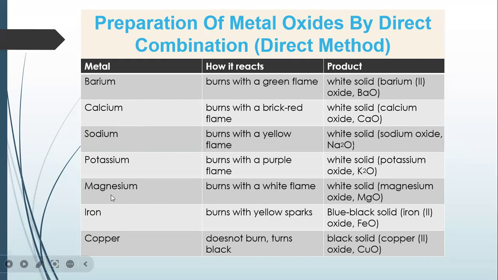Then there's magnesium that burns with a white flame, and the product is a white solid, magnesium oxide. Then there is also iron that burns with yellow sparks, whereby the product is a blue-black solid, iron(II) oxide. And last but not least, copper does not burn, it just turns black. So the product is a black solid, copper(II) oxide. All these are the metals which, when directly burnt in air, that is oxygen, result in various products which are just the metal oxides.